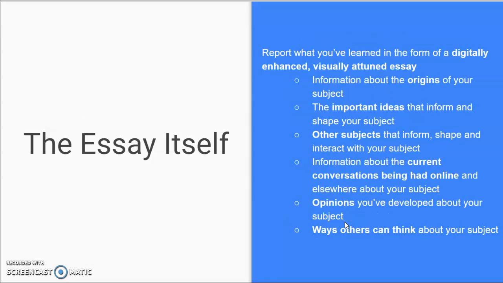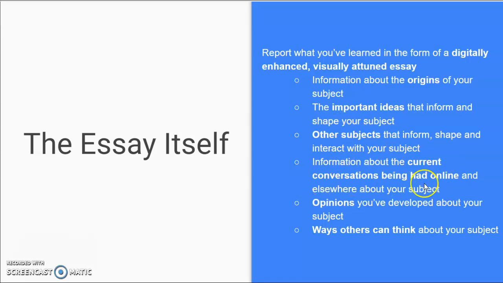All right, this should take a while, what I just talked about, all the research and the documentation. Then the third step is writing the essay itself. Okay, it can be a digitally enhanced, visually attuned essay. So it's going to be a bit more reporty in nature than maybe other writing we'll do later in the semester. So information about the origins of your subject, important ideas that inform and shape your subject. And I'm being very vague on purpose about this because I want to see what you do with it. Other subjects that inform, shape, and interact with your subject. So, ideas are more other ideas, and subjects are maybe comparison or contrasting subjects that still have something meaningful to say about or to the main subject of your essay.